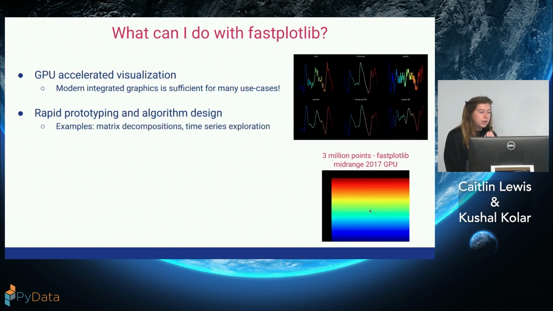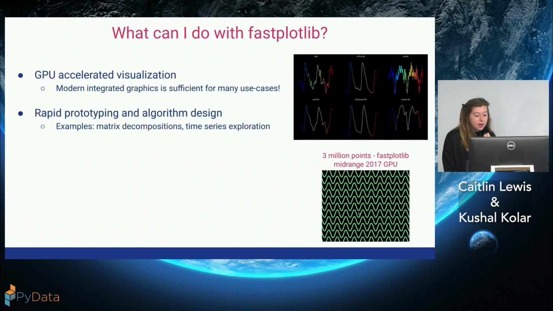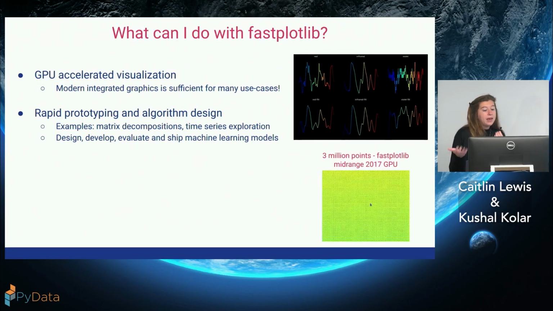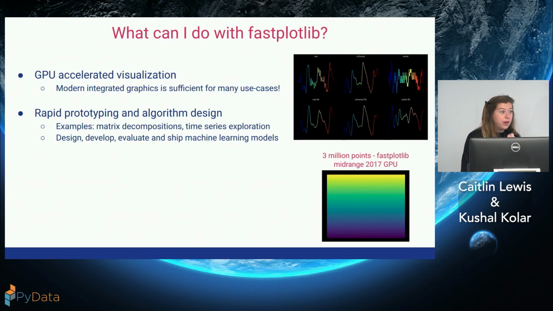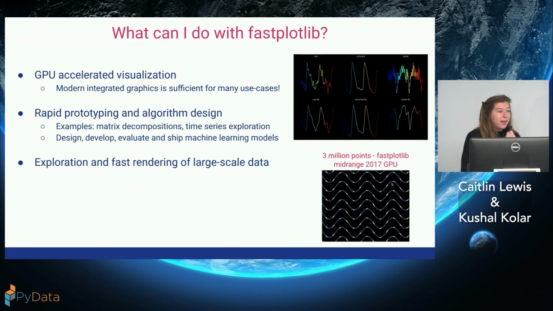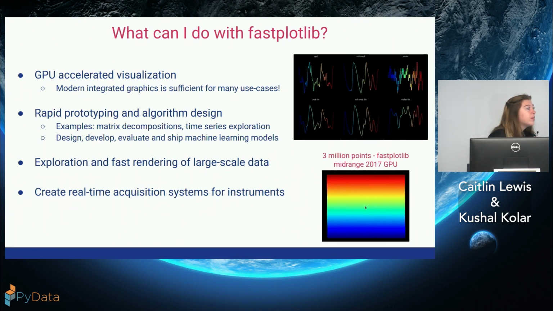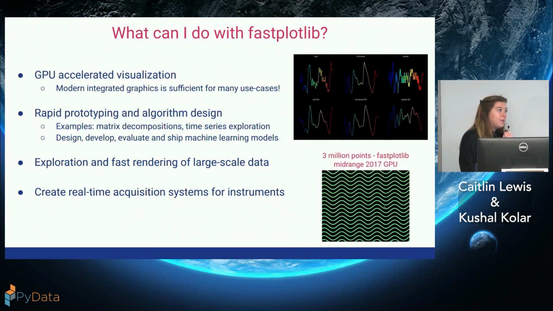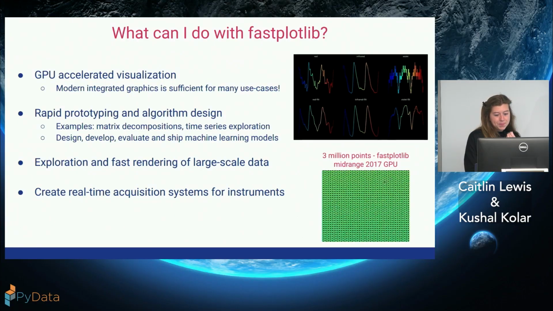We're going to do a lot of time series exploration and show some cool neuroscience examples. But Kushal has also done a lot of work on matrix decomposition. Basically, if you were in the ML space evaluating and designing your algorithms, looking at the outputs and doing quality control checks, it's really easy to do that with fastplotlib as well. It also works for really large-scale data and use cases where you need fast rendering. I've also done a lot of work with real-time acquisitions, where you're trying to pull data very efficiently off of microscopes or probes for neuroscience, and we're going to show some data today for that as well.